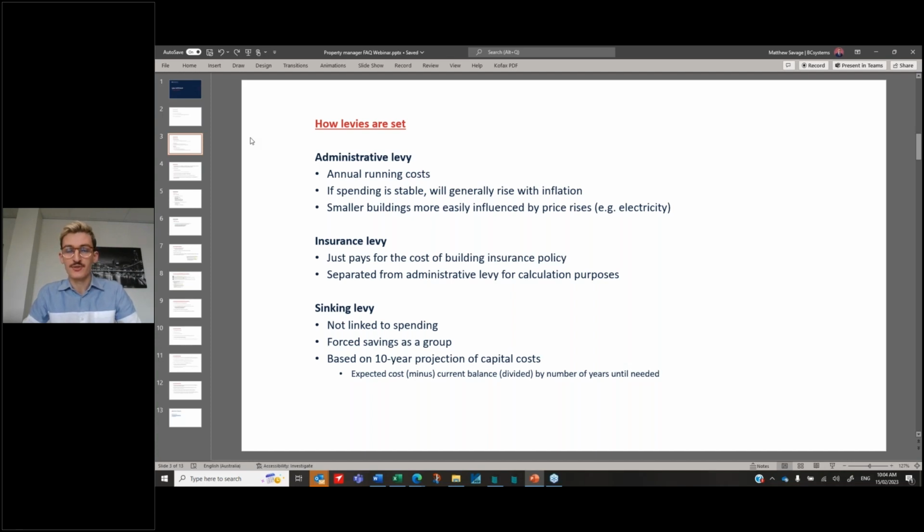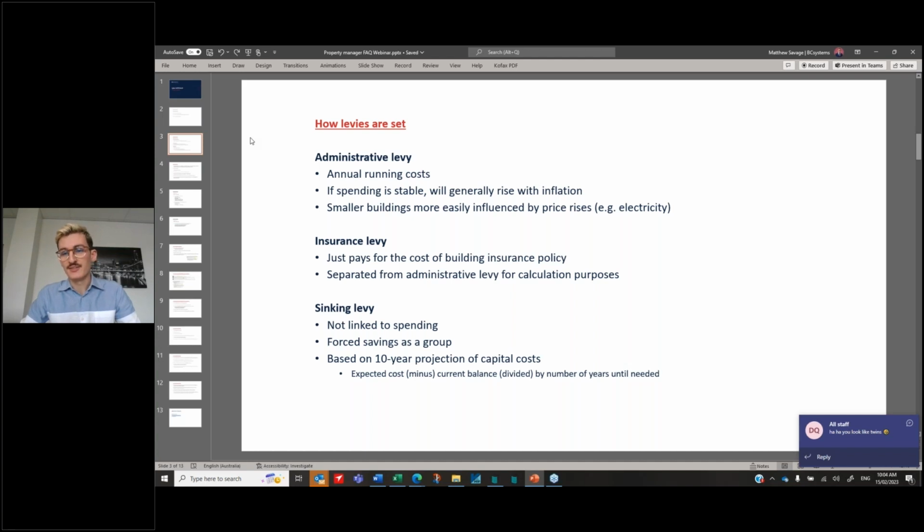In the administrative fund, this is where the body corporate pays for all of its annual running costs. So it's the easiest fund to understand, but it probably has the most confusing name. It should really be called the running cost fund or the annual maintenance fund or something like that.